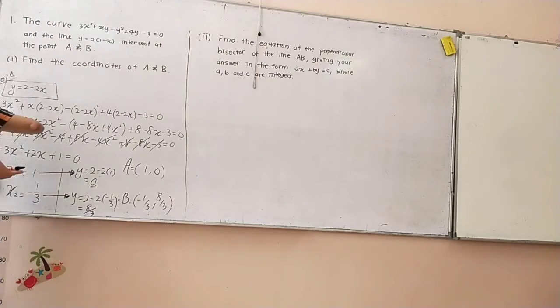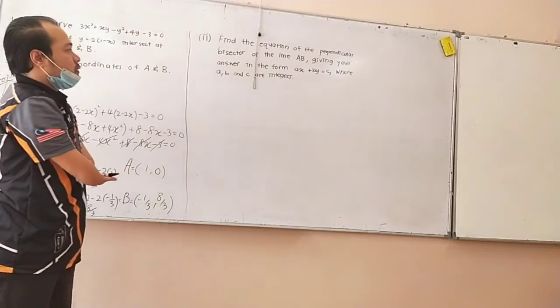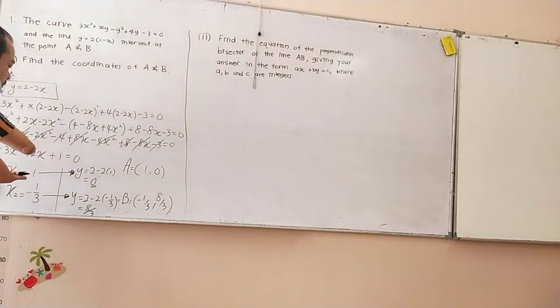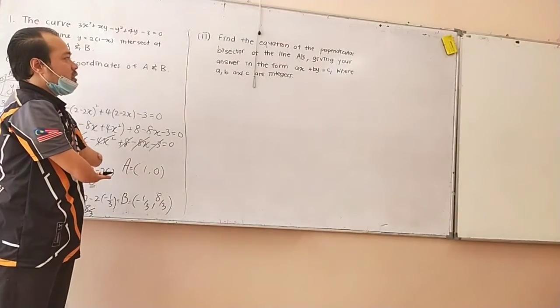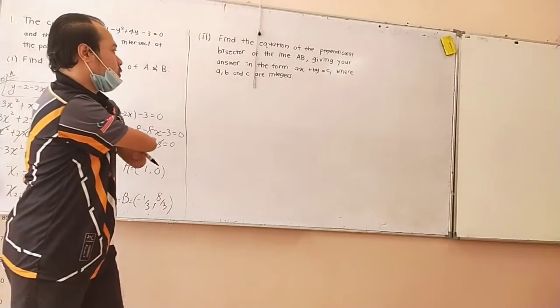Okay, now next question. Find the equation of the perpendicular bisector of this line AB. The line AB is coordinate AB, right? Find the equation of the perpendicular bisector of the line AB. Give me the answer in the form of ax plus by equal to c.